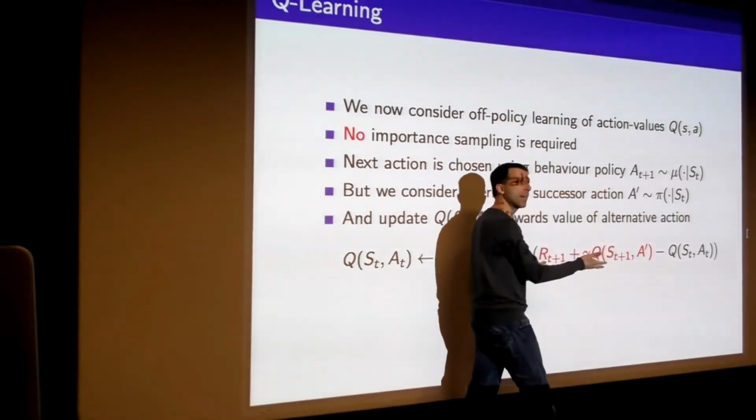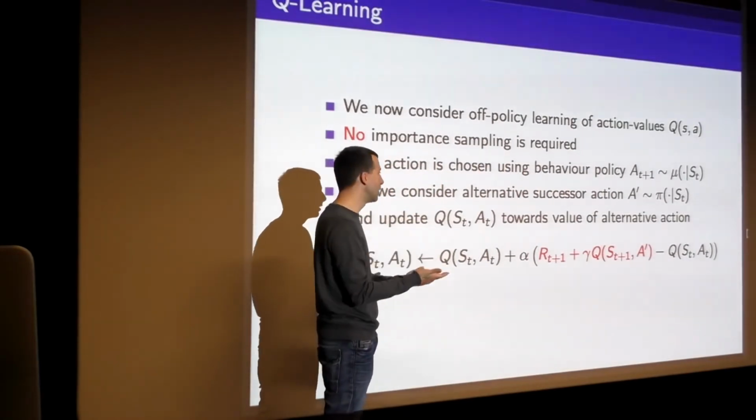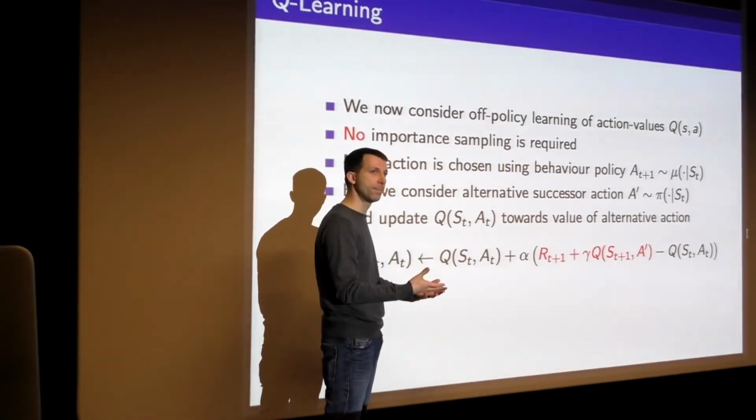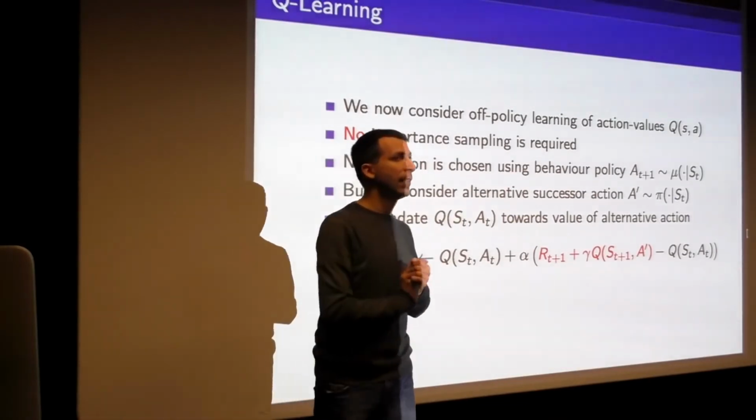So this is a valid update. This is the Bellman equation again. It's completely valid. The Bellman equation for Q doesn't require us to importance sample. We're sampling that Bellman equation. That's the idea of Q-learning.